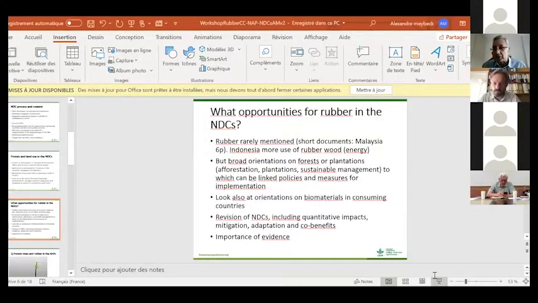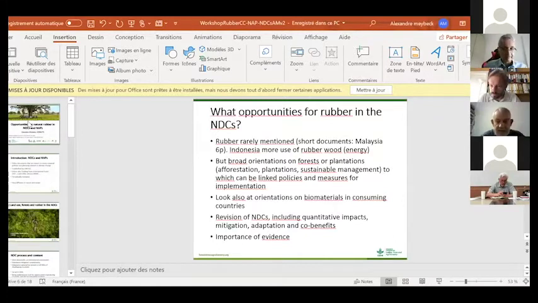Now we can move to the next speaker. That is Alexandre Meybeck from CIFOR FTA. His paper is on opportunities for natural rubber in national determined contribution and the national adaptation plans processes. Alexandre, the floor is yours. Thank you very much, Salvatore.